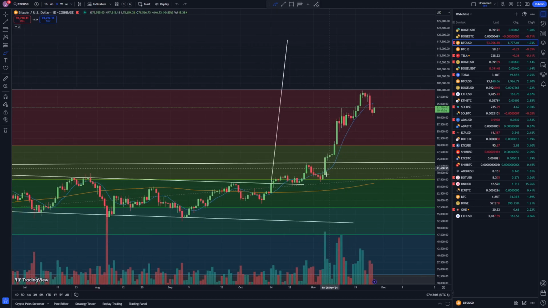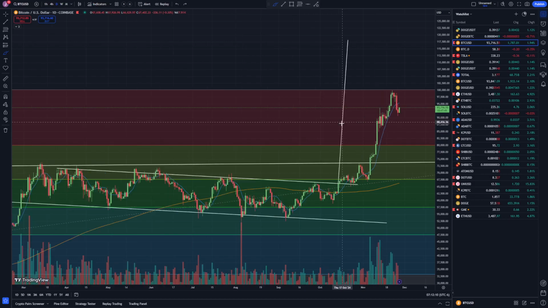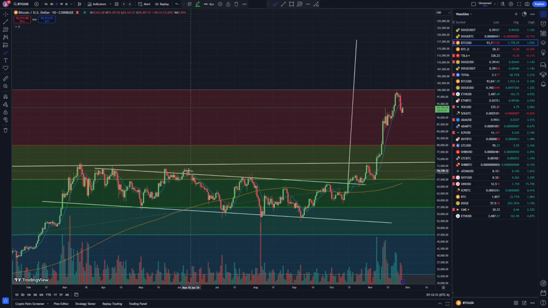Let me find an example. So right here, like you saw, when we broke above it, that's when we started moving to the upside. And when we break below it, let me find an example. Right here, we broke below it.